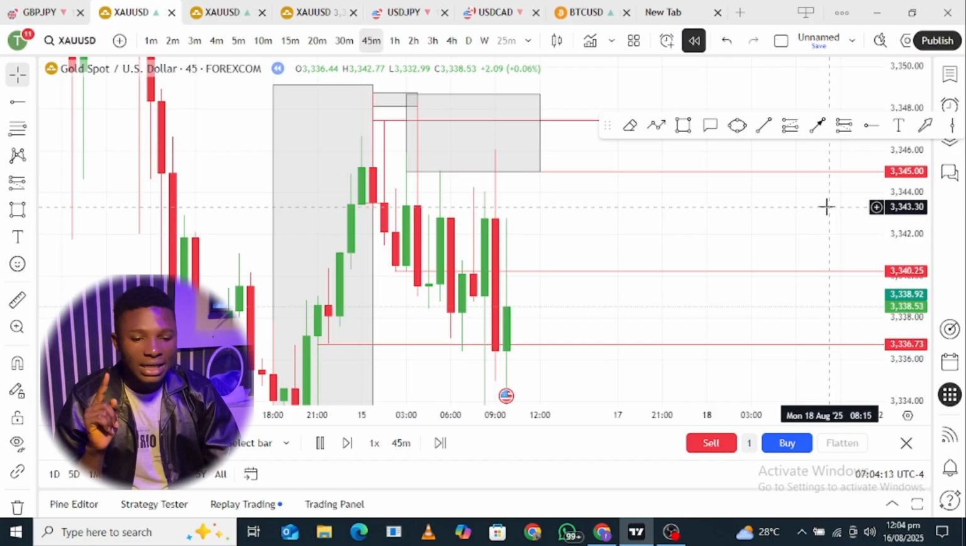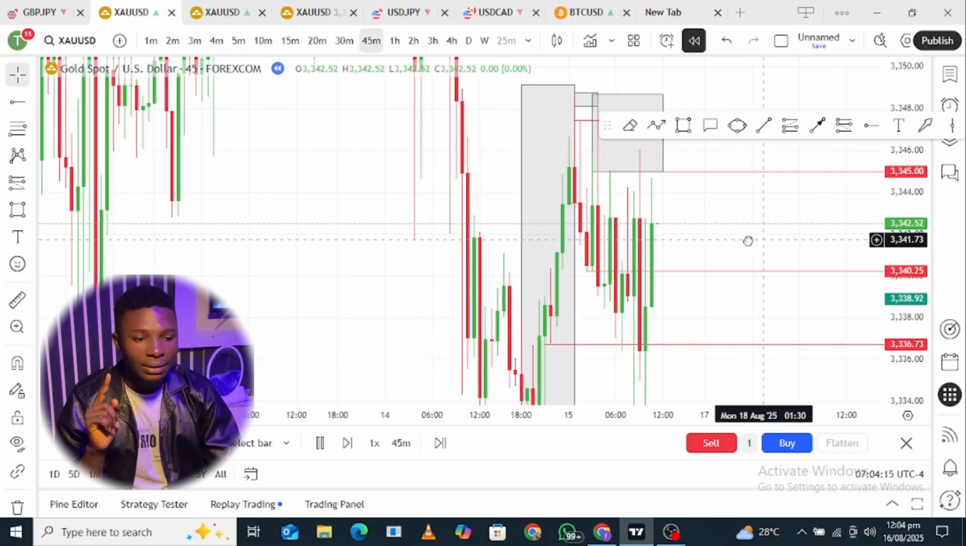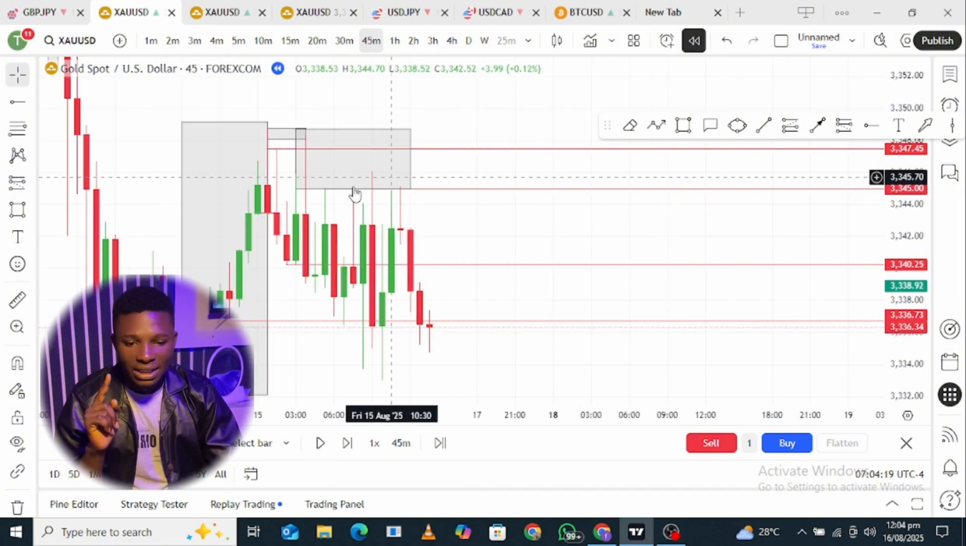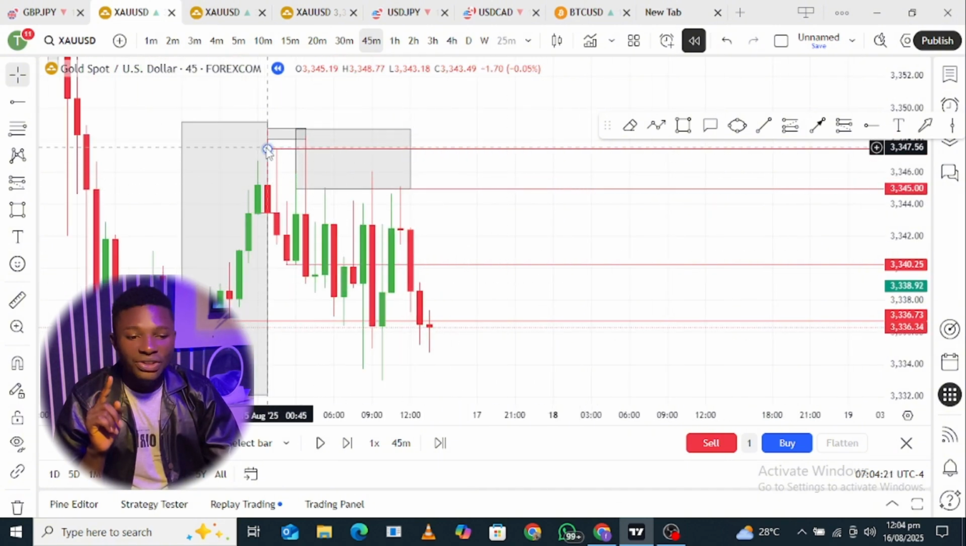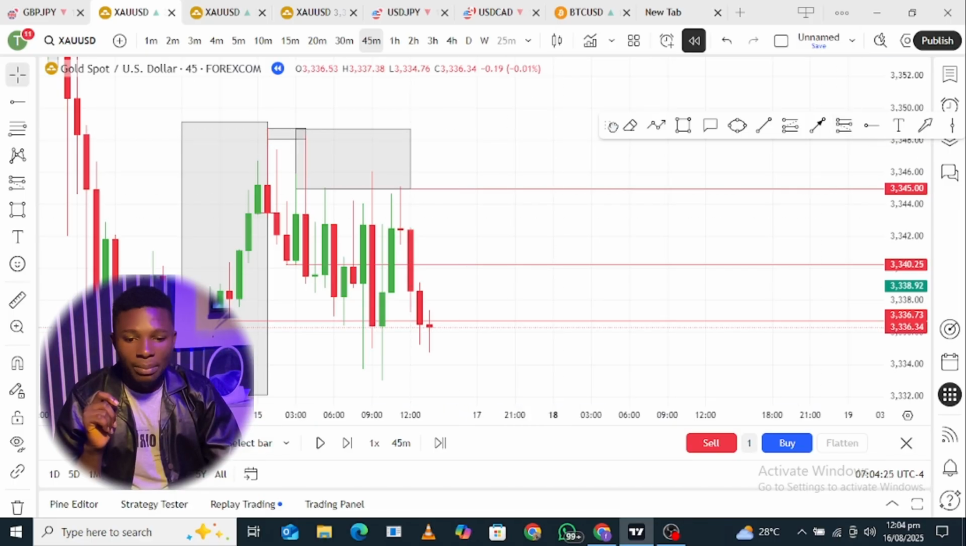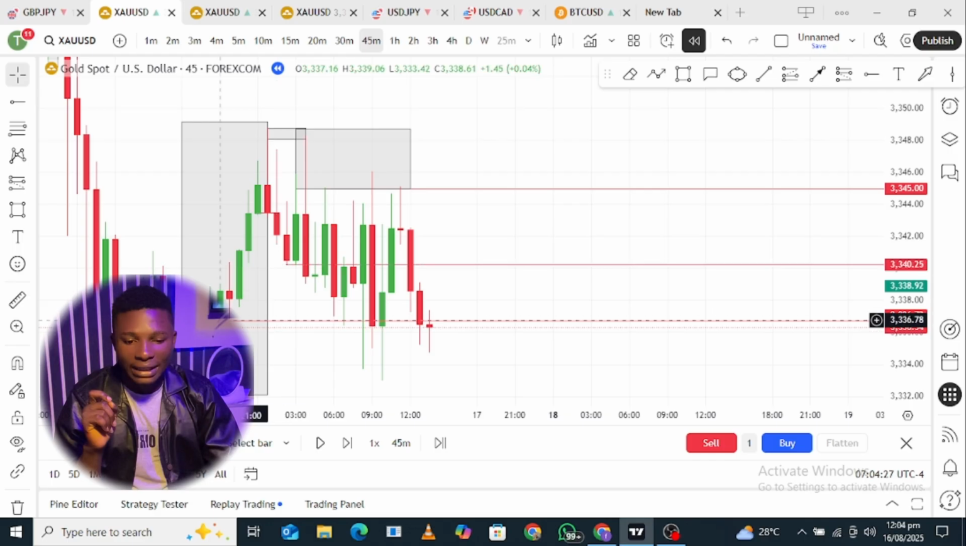Okay, can you see the price tap into the order block right here? Price tapped into the order block and took out this particular high for liquidity, just like the same thing that happened in this particular area. Price ended up taking out this particular low, and then this is what the high is responsive for.